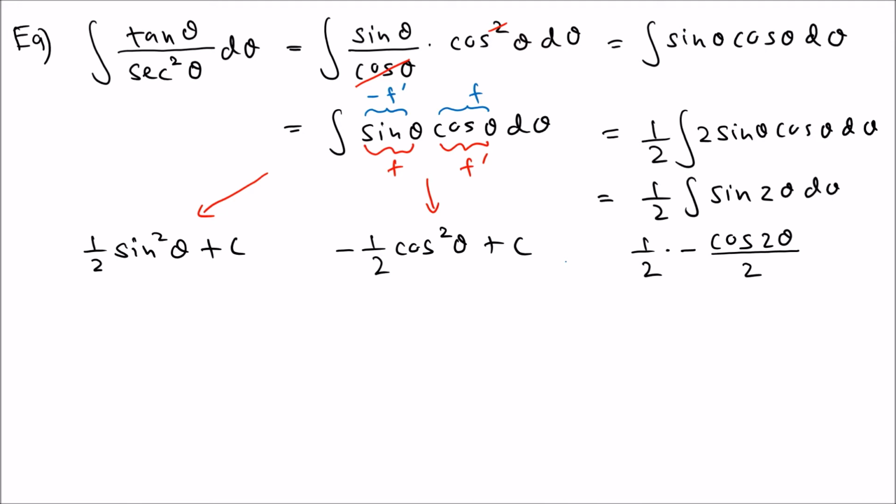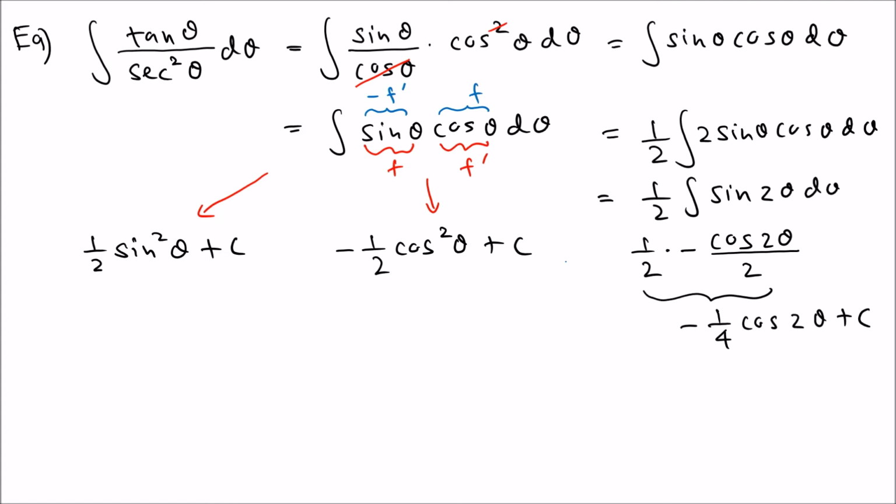Okay, so if you combine them, what's going to happen? Negative 1/4 cosine 2 theta plus c. So that's the third answer. There are 3 different answers like that, using three different techniques. So that's the technique for that problem.